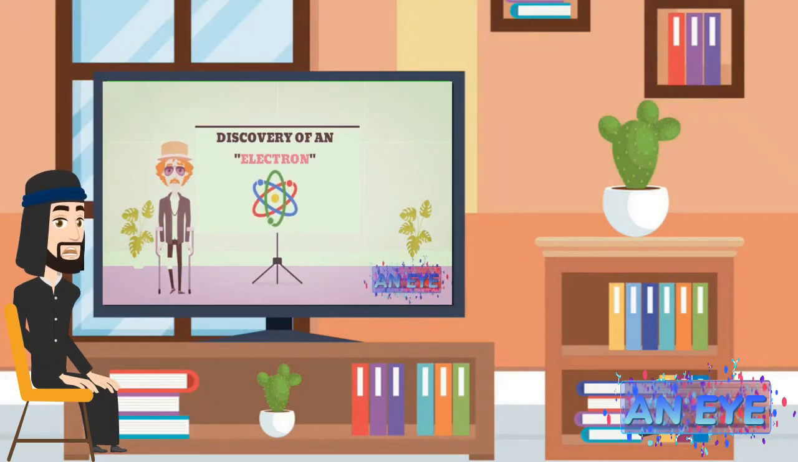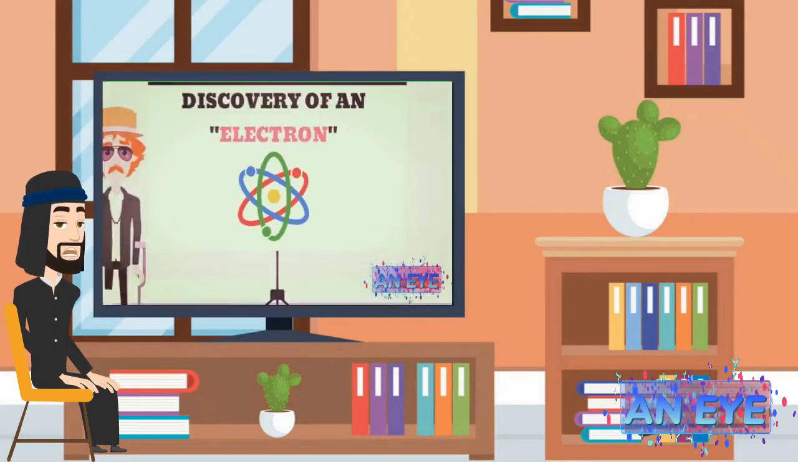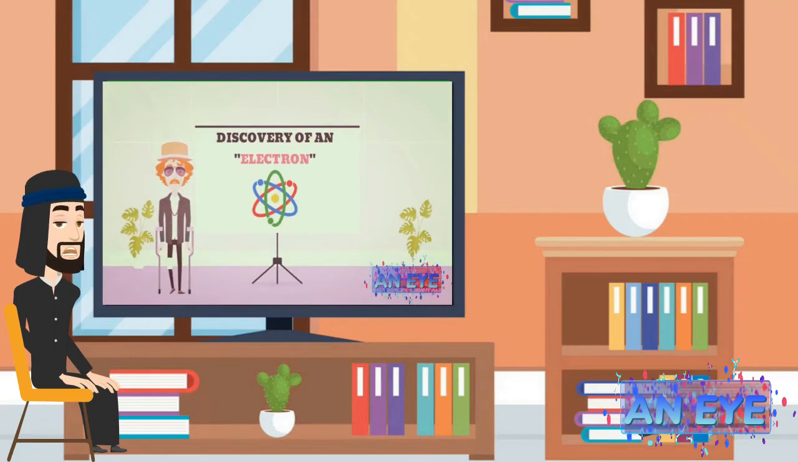And it was unable to explain the scattering experiment of Rutherford. It also failed to explain an atom's stability, since his theory did not mention anything about the nucleus of an atom.